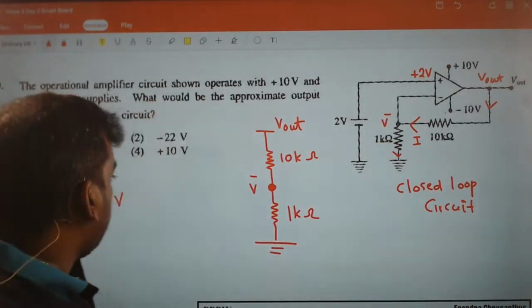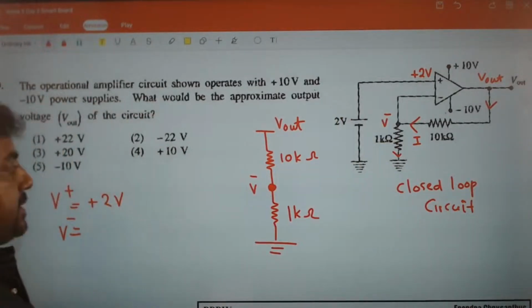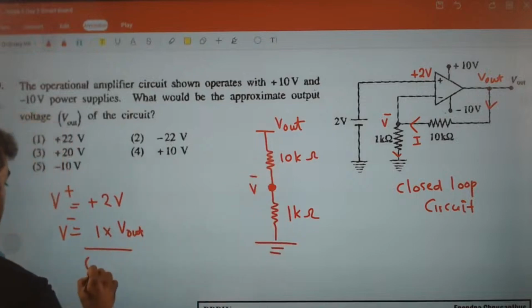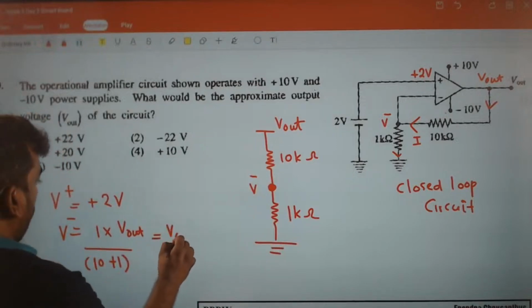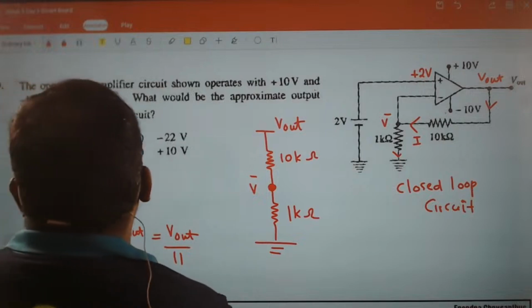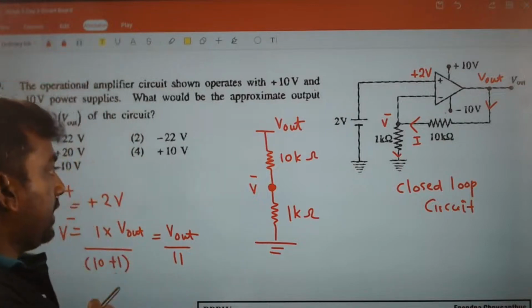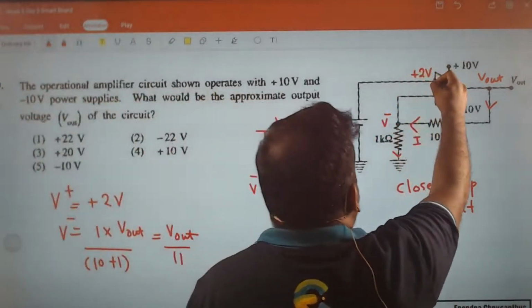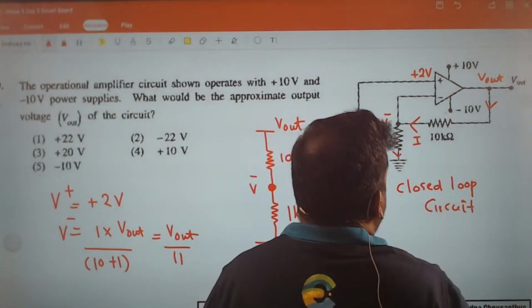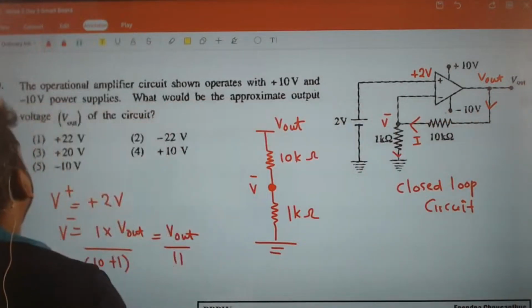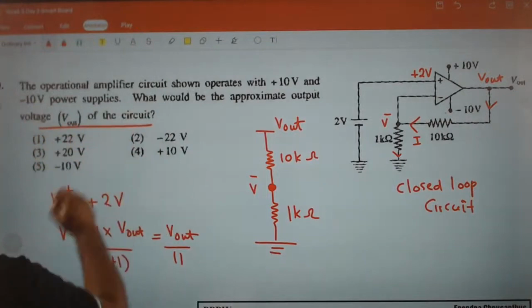So what's the voltage there? V minus is the resistance times the total voltage divided by the sum: 1 kilo ohm times the total voltage divided by 10 plus 1. So the output voltage divided by 11 is V minus. Now V plus is given, V minus is given, and the output voltage is what we have to find.